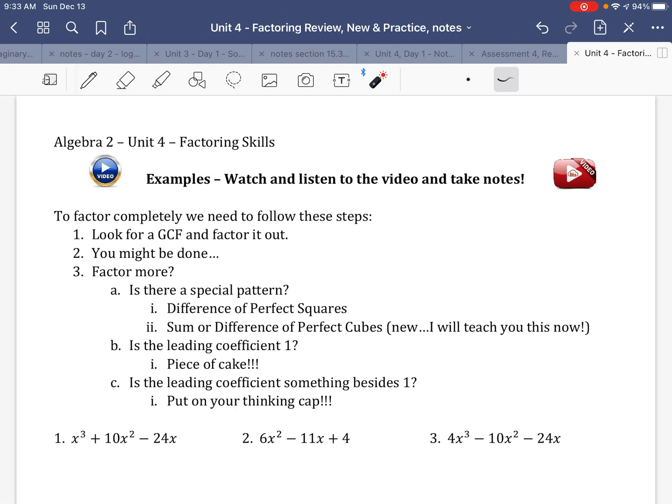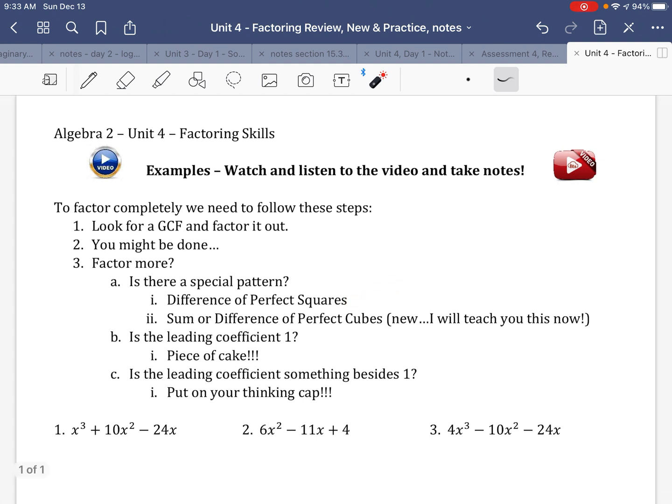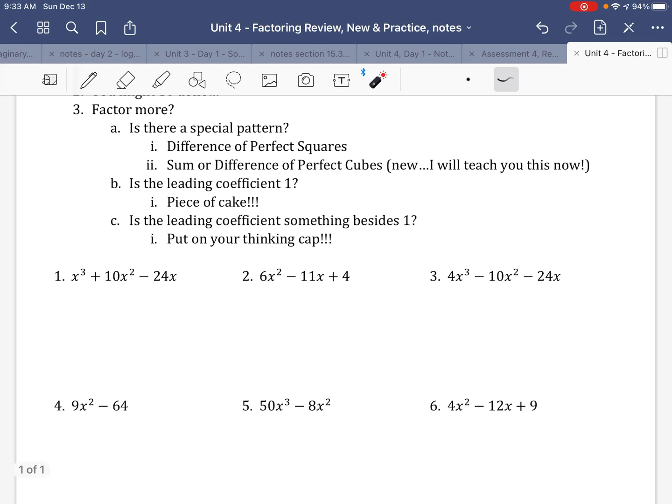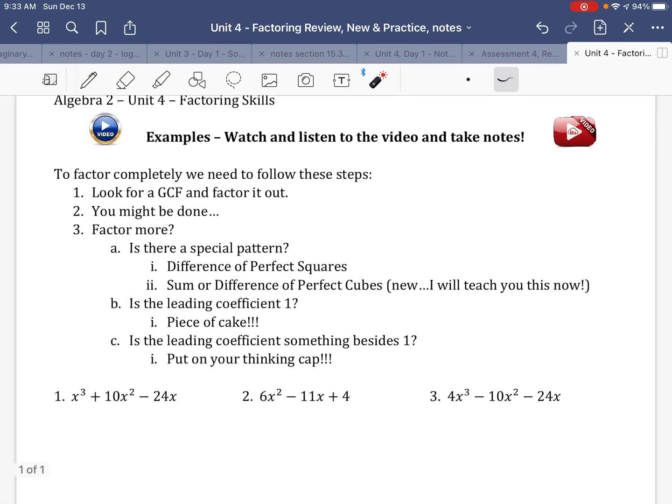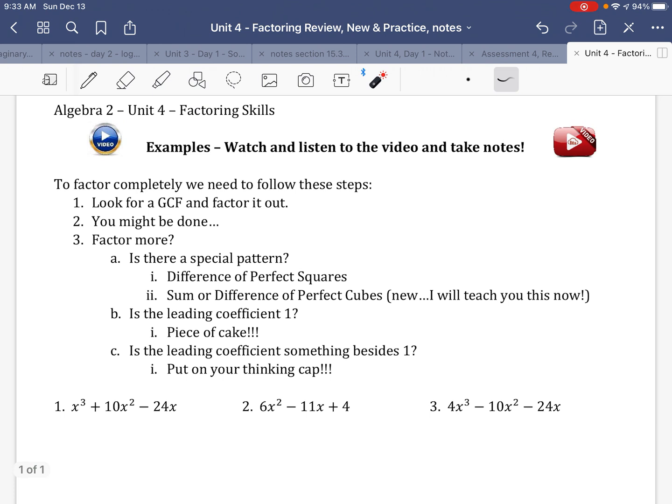All right, a special pattern, difference of perfect squares. You know this already. That's like in number 4 down here, 9 and 64. You're like, oh, that's 3 times 3 and 8 times 8. So you recognize those. Some are difference of perfect cubes. You do not know this. This is something new that we're going to do today.